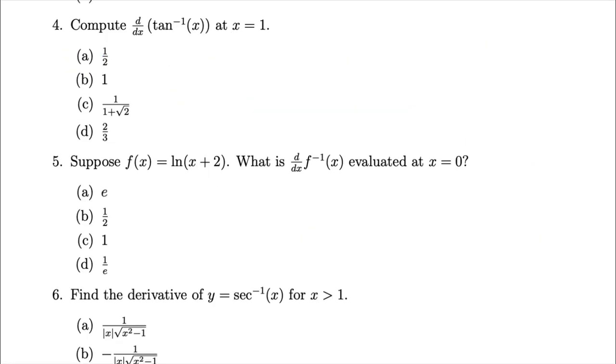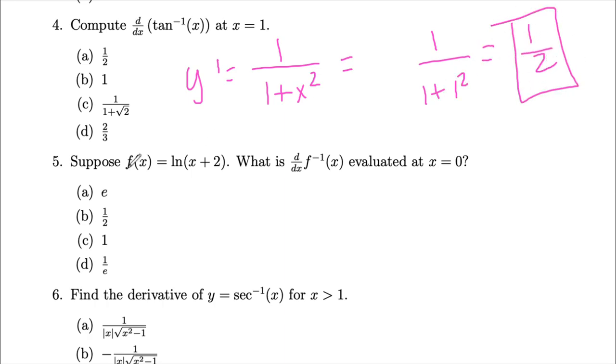Okay, so question number 4 says compute the derivative of inverse tangent at x equals 1. So once again, we do not have to use chain rule here. This is really straightforward because we just have x here. So my derivative y prime would be 1 over 1 plus x squared. Really straightforward with these trig ones. And now we're just going to go ahead and plug in 1 for x. So we would get 1 over 1 plus 1 squared, which is just 1 over 2 or 1/2, which is answer choice A.